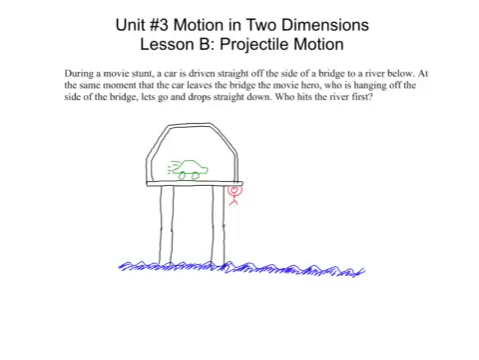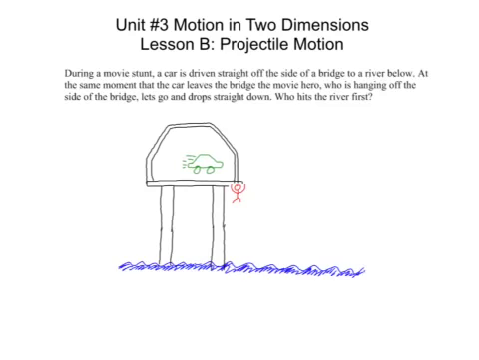So here is Unit 3, Lesson B on projectile motion. To start with, we have a question here. During a movie stunt, a car is driven straight off the edge of a bridge to a river below. At the same moment that the car leaves the bridge, a movie hero who is hanging off the side of the bridge lets go and drops down straight into the water. Who hits the river first?